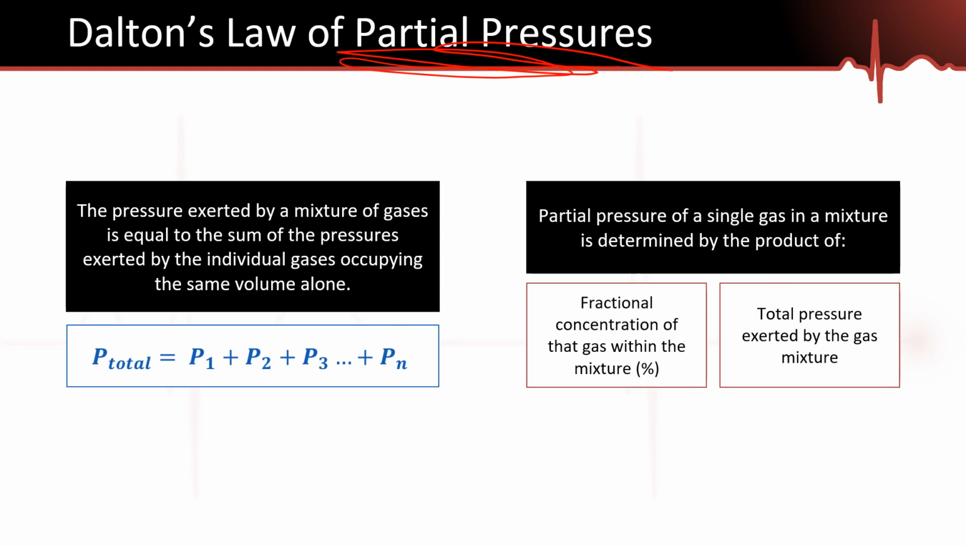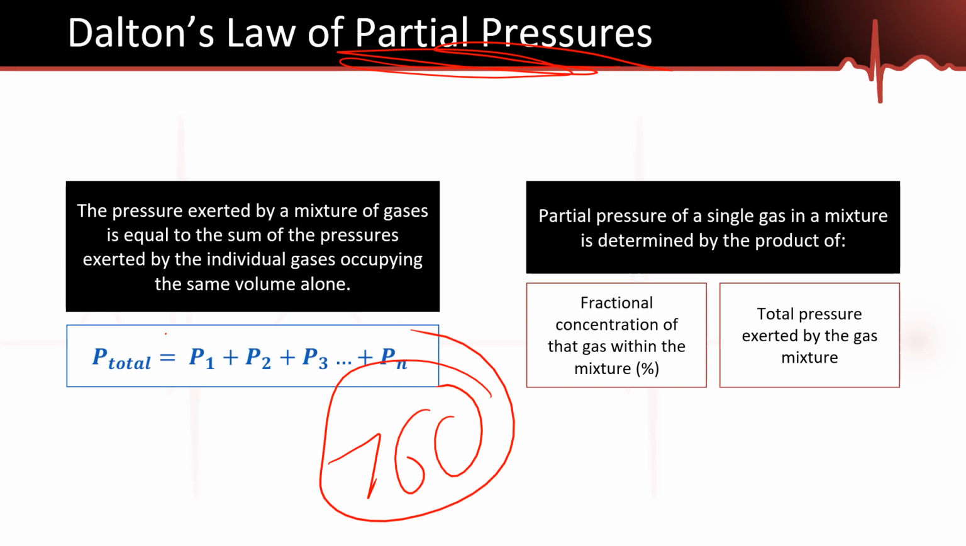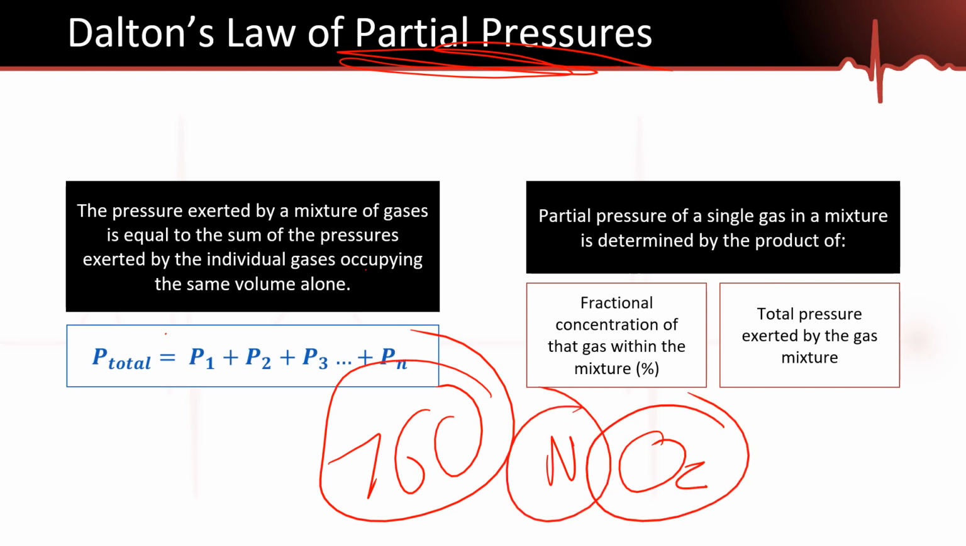We know, for example, that the atmospheric air at sea level has a total air pressure of 760 millimeters of mercury. That's the total air pressure. And here's the next thing that we know. We know that the air within the atmosphere is mostly made up of two gases. It's mostly made up of nitrogen and oxygen. Nitrogen and oxygen are the two main gases that make up the air within the atmosphere.